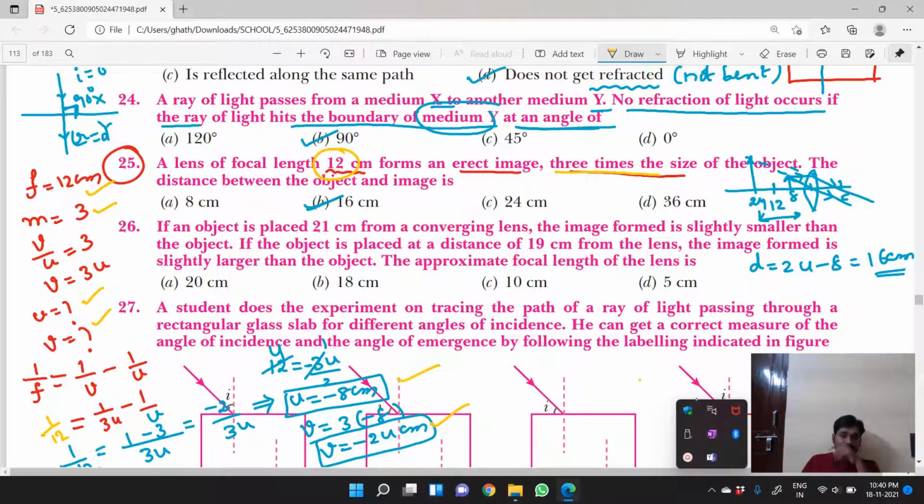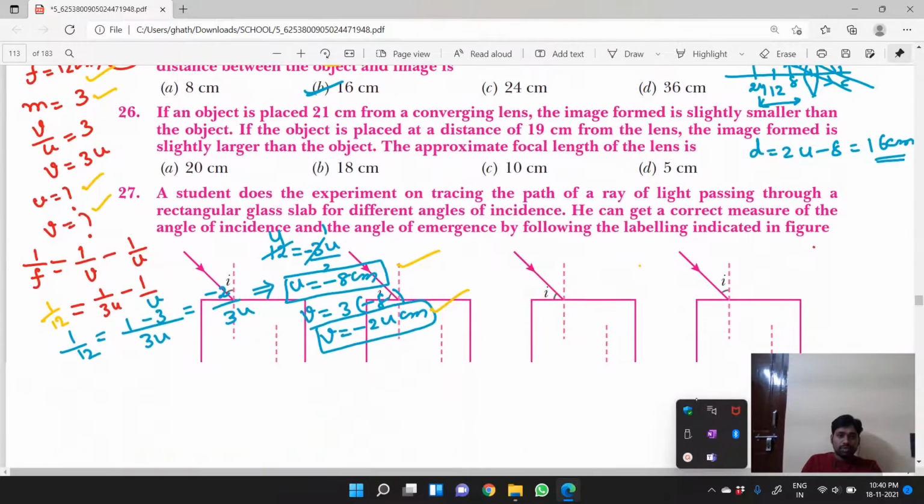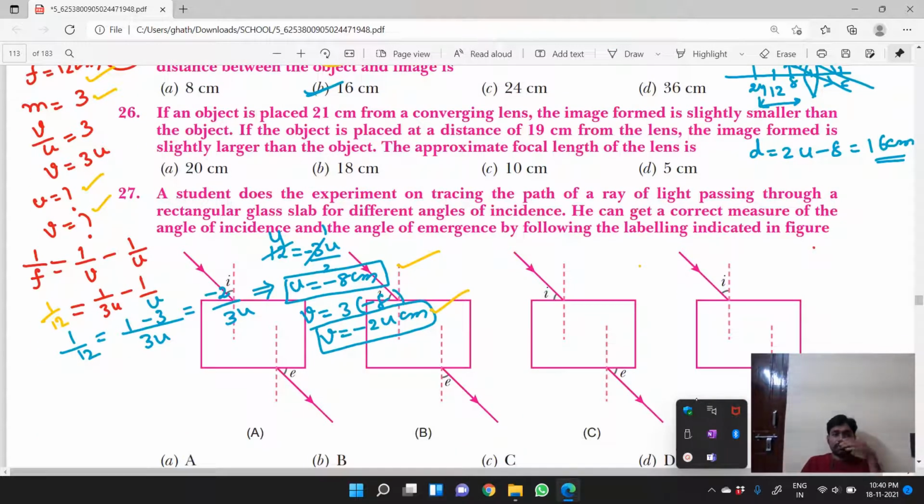Next, another question we will solve. 26th question. An object is placed 21 centimeters from the converging lens. The image formed is slightly smaller than the object. If the object is placed at a distance of 19 centimeters, then the image formed is slightly larger than the object. Find the approximate focal length. Very, very tricky question.